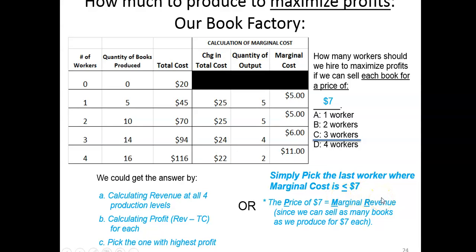When we get to chapter 13, price and marginal revenue won't always be equal once the demand curve is downward sloping. But here we're saying, hey, we can sell as many books as we want for $7.